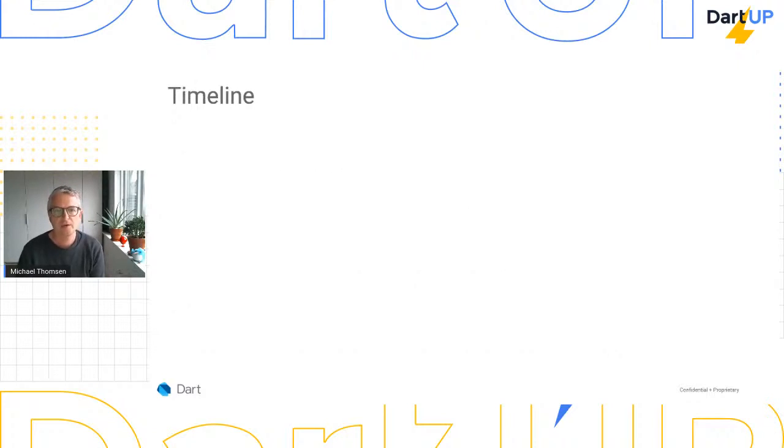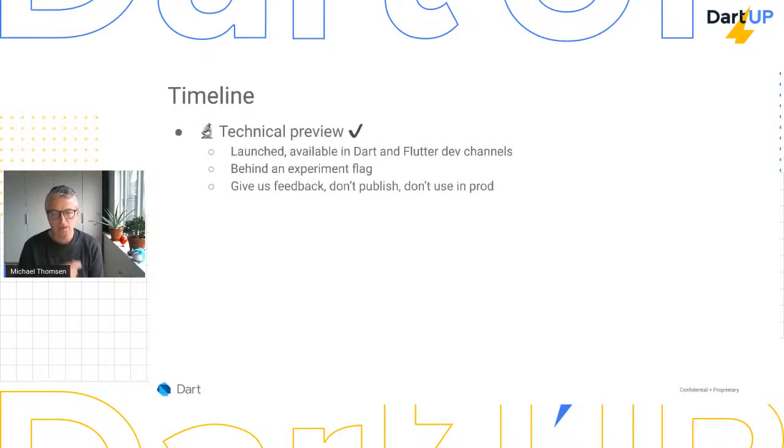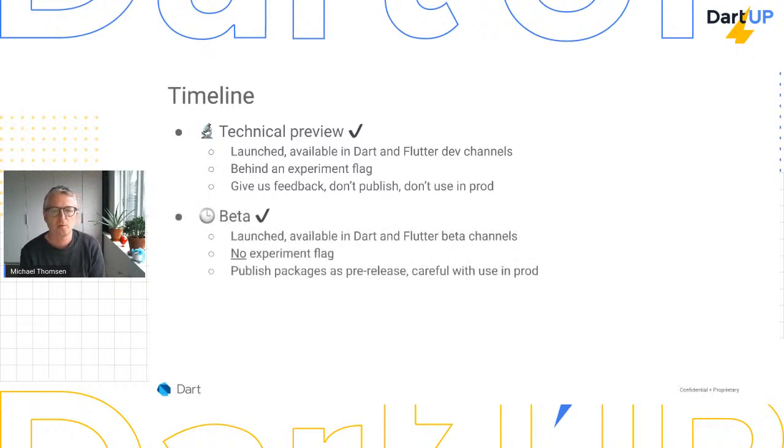Let's talk briefly about the timeline. We launched the technical preview back in the late summer. And back then it was an experiment. You had to pass an experimental flag, and it really was for us to get early feedback. But as you may have seen, a couple of weeks ago, we launched a beta version of null safety, and that beta version is currently available in the Dart and Flutter beta channels.